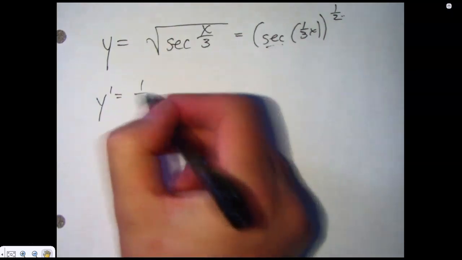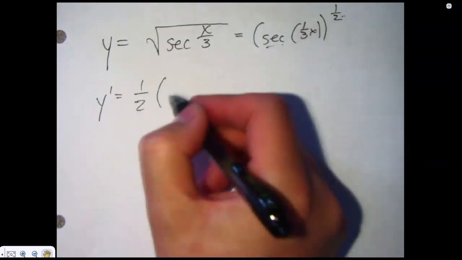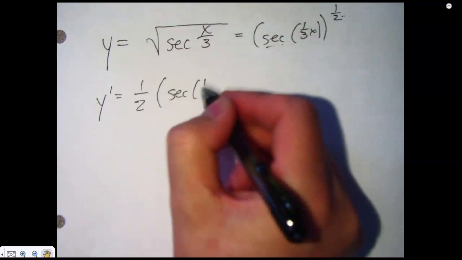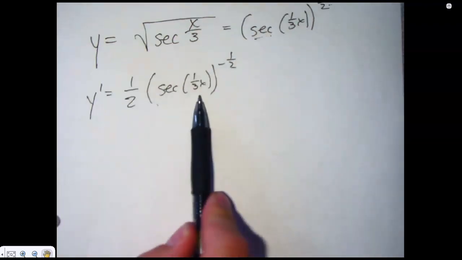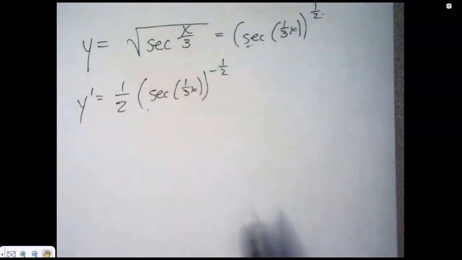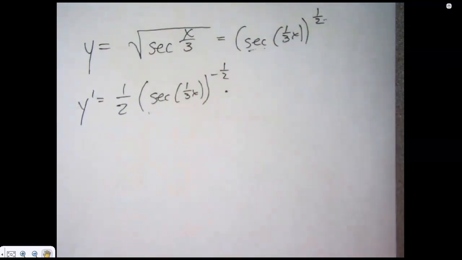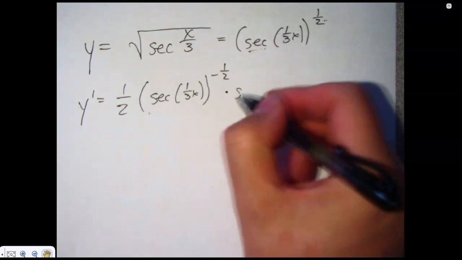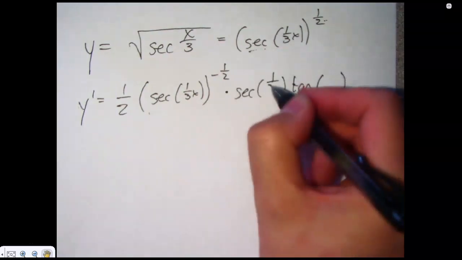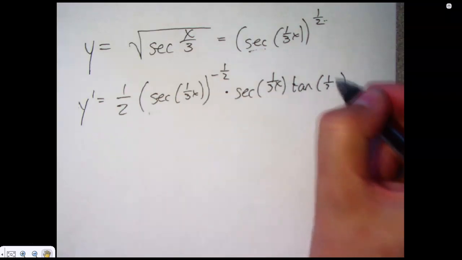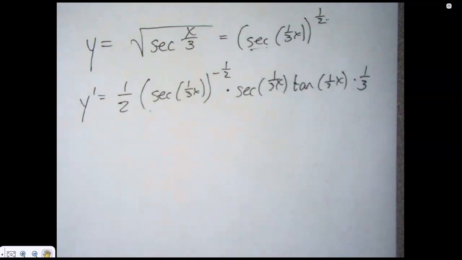So the big guy's a power. The way I take the derivative of powers, bring them down, reduce the power by 1, leave everything else alone. Then move on to your next level, which is sec. So what's the derivative of sec? Sec tan. I leave that 1/3 x alone again. And then the derivative of 1/3 x is 1/3.